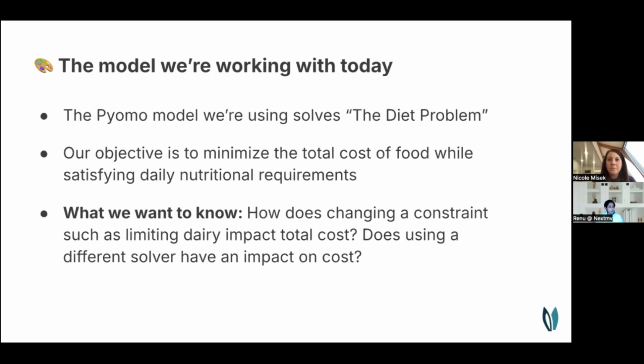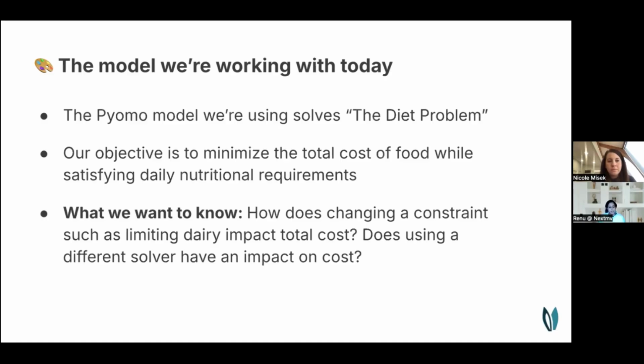The model that we're working with today, I'm sure many of you have heard of it. It's the diet problem example. The objective is to minimize total cost of food while satisfying daily nutritional requirements. And at the end, when we're doing a scenario test, what we'll be looking at is how does changing a constraint such as limiting dairy impact our total cost?